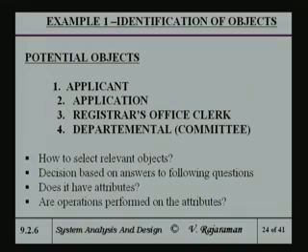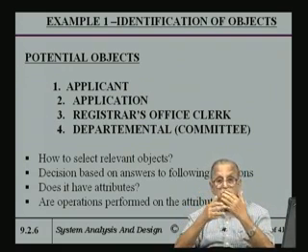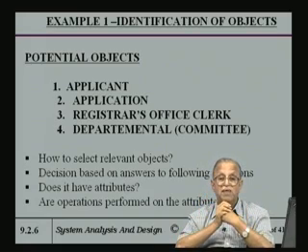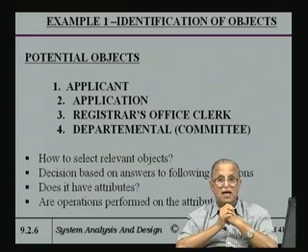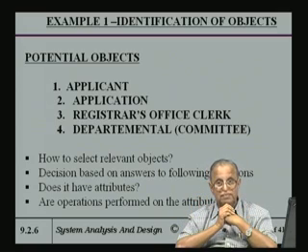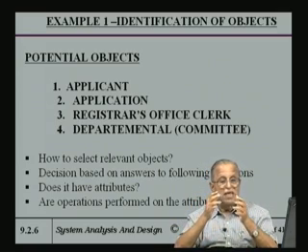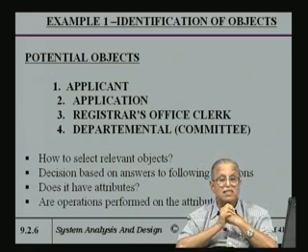The potential objects, looking at all the nouns, are applicant. You can say applicant is a noun, and applicant looks like the beginning of the entire cycle: the applicant gives an application, and the registrar's office has a clerk who does this job, and the departmental committee is there. Now the question is how to select the relevant objects from this. Is it the clerk, or the applicant, or the application? You have to decide.